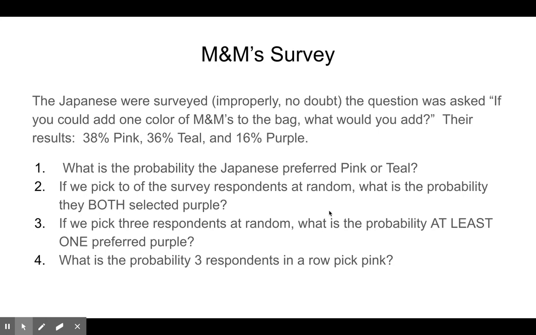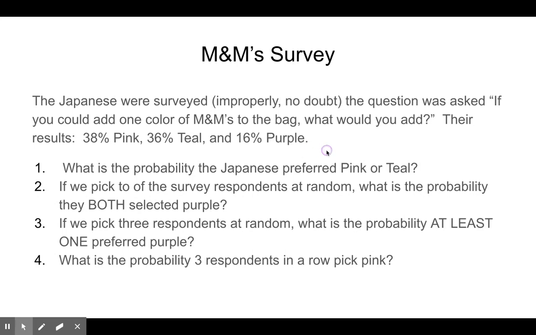Okay, so let's do an example. They take a survey for M&Ms, and they ask Japanese people, if we were going to introduce one new color to the M&Ms bag, what color would you add? So we've got 38% pink, 36% teal, and 16% purple.